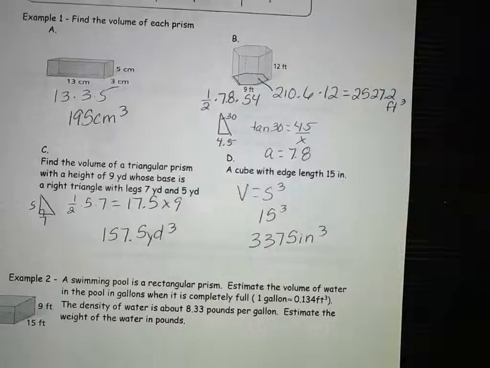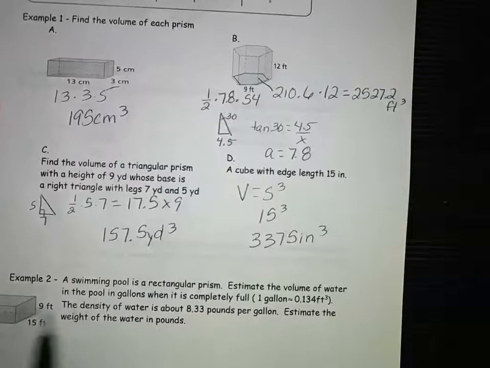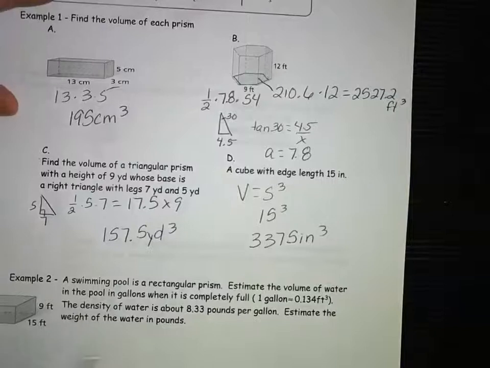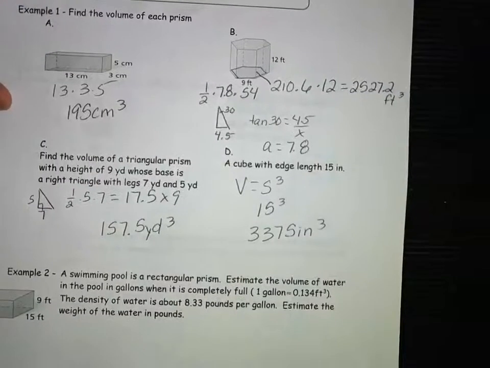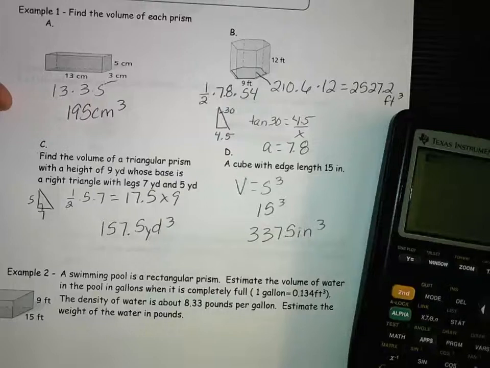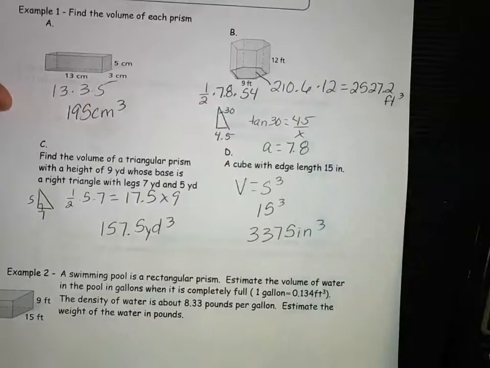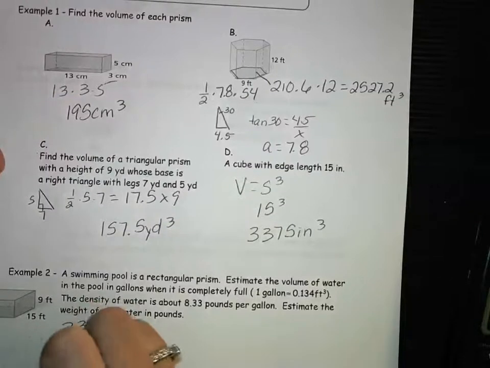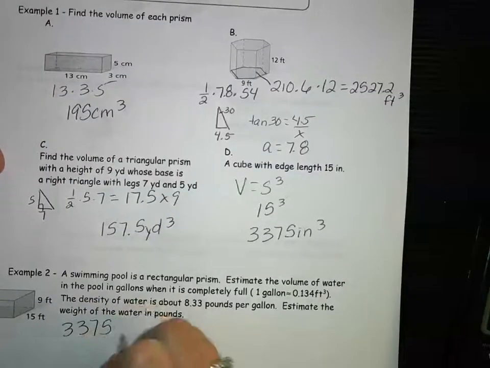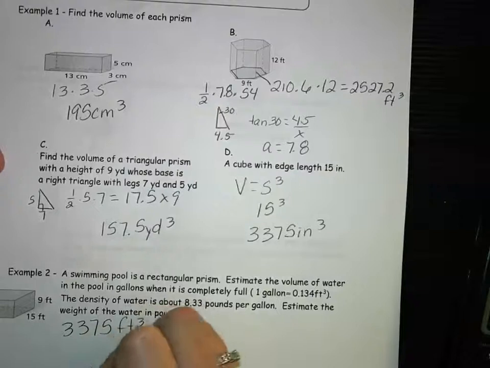Now the next one, we have a swimming pool that is a rectangular prism, and we want to know how much water this will hold when it's completely full. So let's first find the volume, which is 25 times 15 times 9, and that is 3,375 cubic feet.